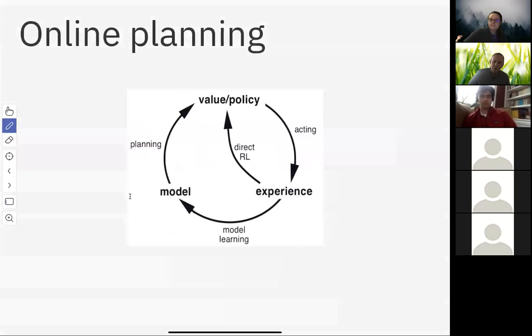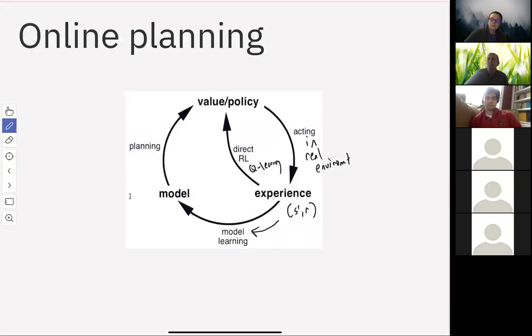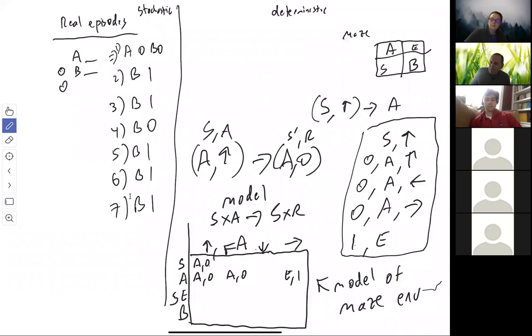That's an important part. So let's look at that picture for just a second. We take actions in the real environment. This gives us some experience, where we get a state and a reward. The direct reinforcement learning, Q learning for example, updates the policy. Then we do something else with that experience: this experience is an S prime and an R, and we feed that into our model so that we can learn from the model. As we go up from S, we find that we have a reward of zero and we're now in A. So we will do that both to update our Q function, in standard Q learning, and we will also update our state information on our model.